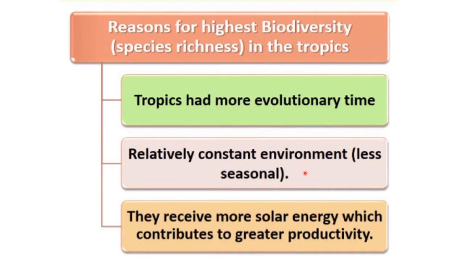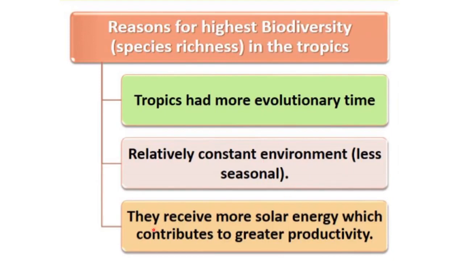Due to a more constant environment, any species gets a proper time for its niche specialization. You know about niche, that is the particular place of any organism in its habitat, in its environment. So any species gets a proper time for niche specialization when the environment is constant, and more species will be developed. Species diversity will be more if the environment is constant and the seasonal fluctuation is less, right? So this is the second reason.